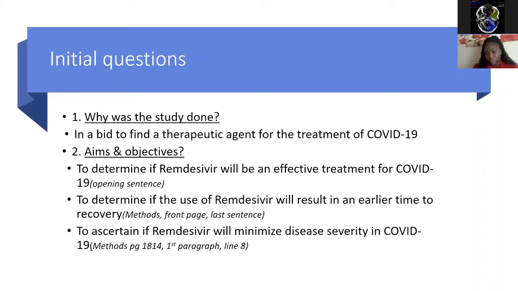If we also look at the first page under methods, in the last sentence, it stated there that the primary outcome was the time to recovery, defined either by discharge from the hospital or hospitalization for infection control purposes. So the other aim and objective, all this even from the front page, is to determine if it will result in an earlier time to recovery. The third one, if we look at the next page, the first paragraph under methods, line 8 there said, to ascertain if Remdesivir will minimize disease severity in COVID-19. So those are the aims and objectives that have been identified from this paper. That just gives you an idea already of what exactly is going on with the paper.